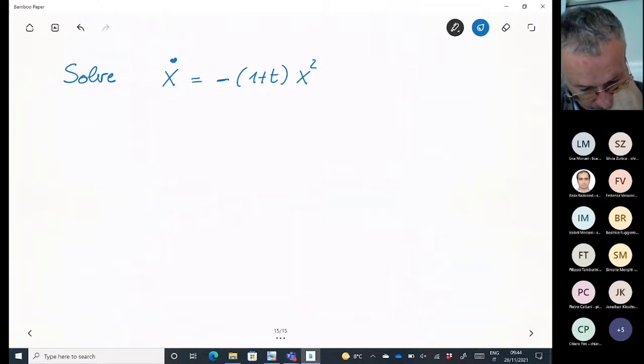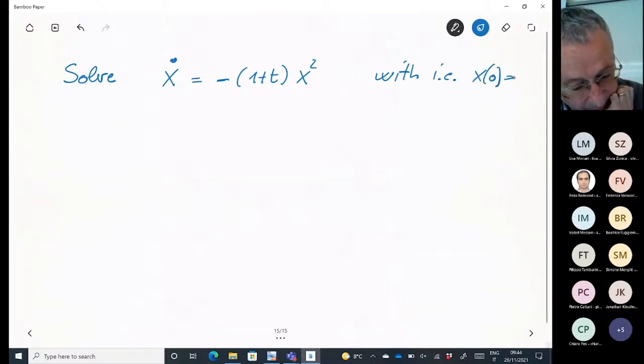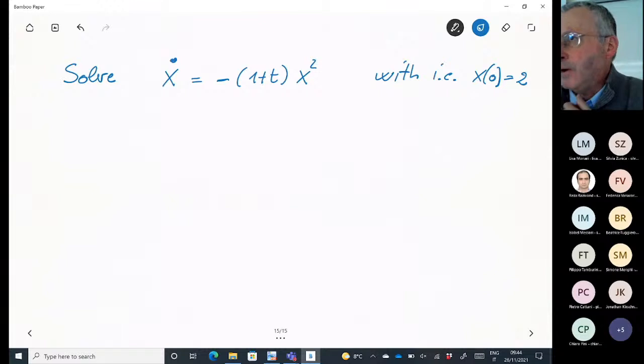We are just applying simple tools in a very friendly manner, but a problem like this, in which you are assigned a differential equation with an initial condition, x at time 0 equal to, for instance, 2. This is called an initial value problem, okay? In the theory of differential equations, this is the statement of an initial value problem: finding the unique curve satisfying both the differential equation and the initial condition.